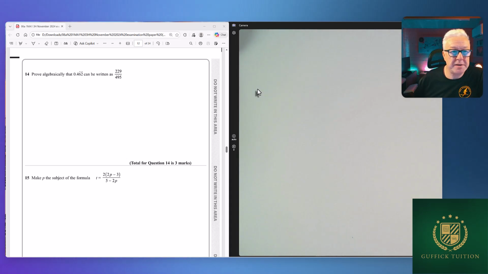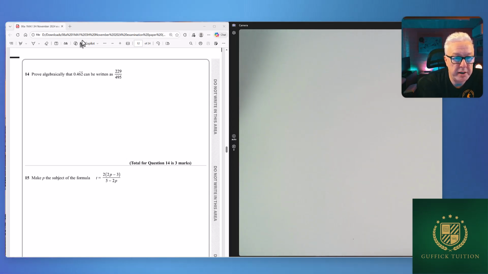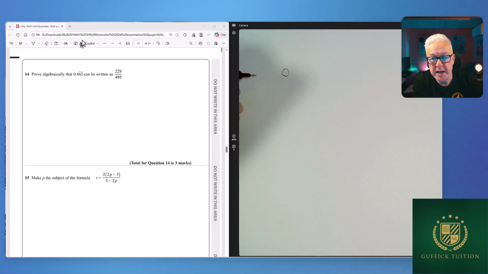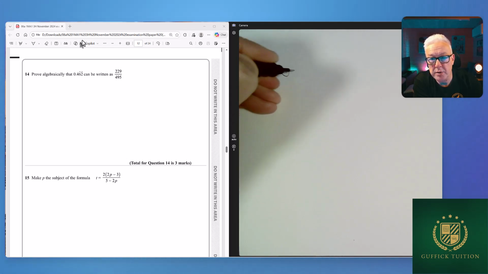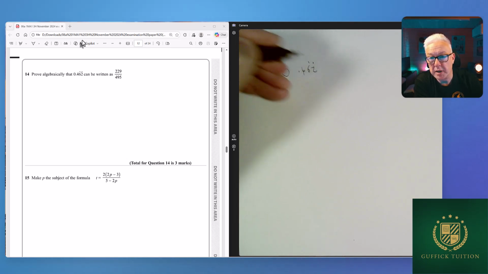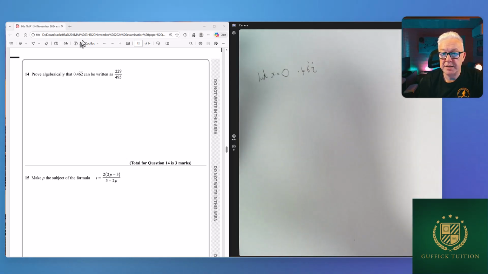Hello everyone, it's the next batch of questions. So it says question 14. Prove algebraically that 0.462 recurring can be written as 229/495. So let's have a look. So we're going to say let x equal 0.462 recurring, like that. Okay, so that's our first step, to say let x equal that.